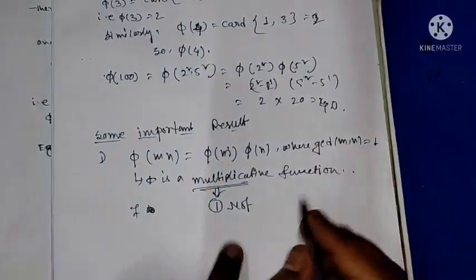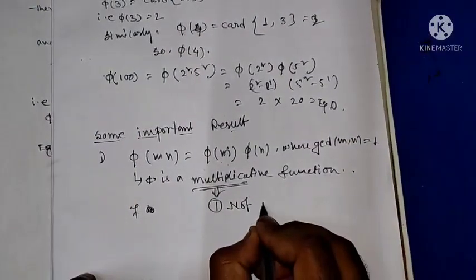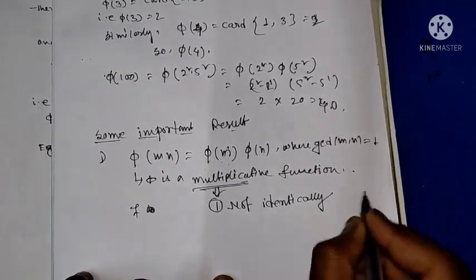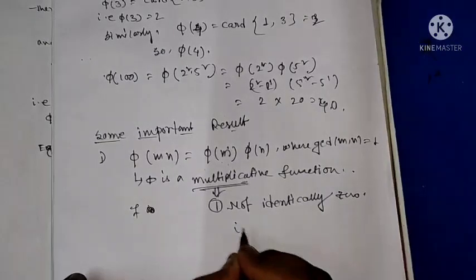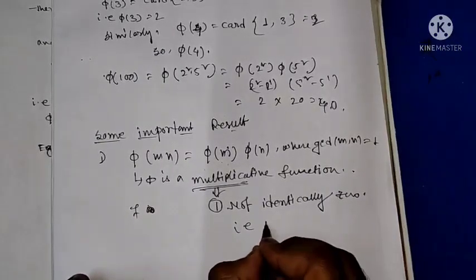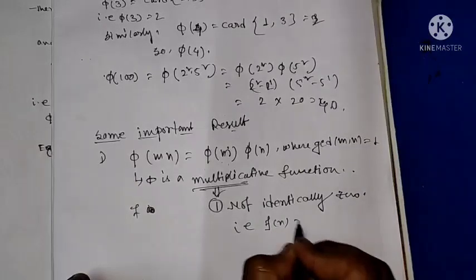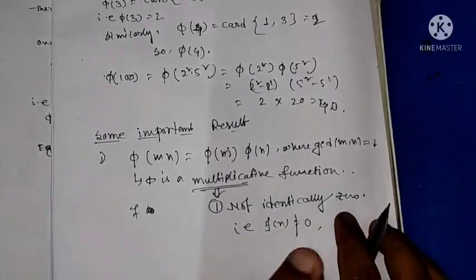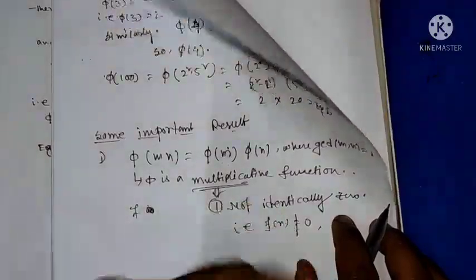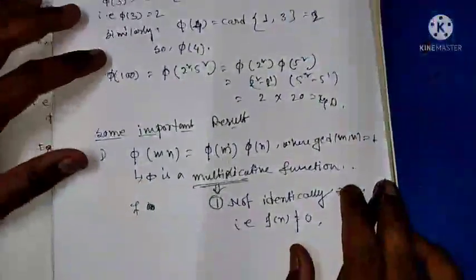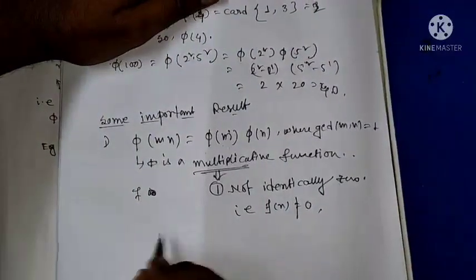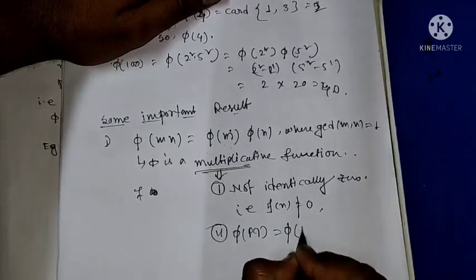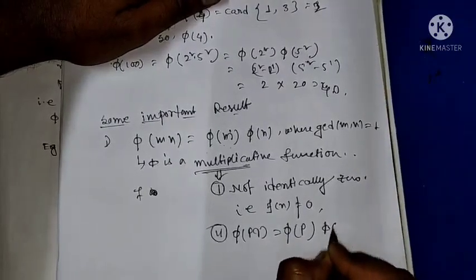So a multiplicative function will be one where the function is not identically 0, that is, f of x is not equal to 0 for every value. Okay, for some value it may be 0, but not for every value. Here, and secondly, phi of pq is equal to phi of p into phi of q.